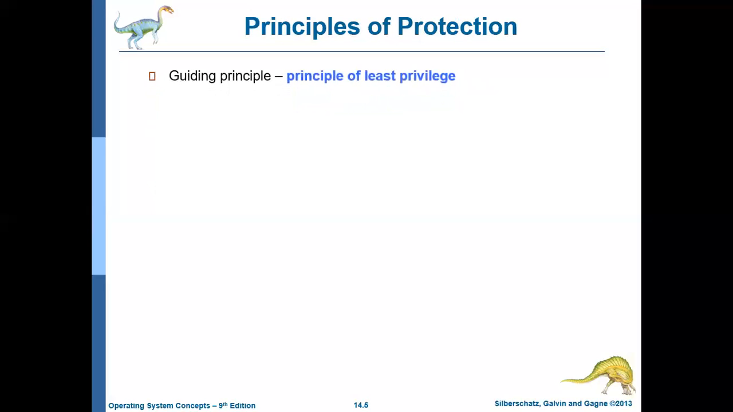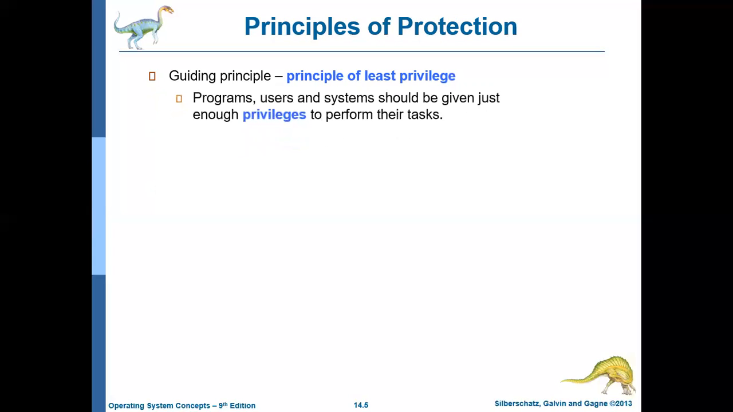And the principles of protection. The entire principle of protection depends on a concept called the principle of least privilege. The principle of least privilege says that a user should be given only just enough privileges to perform their task. You don't give extra privileges. Why should we not give extra privileges?